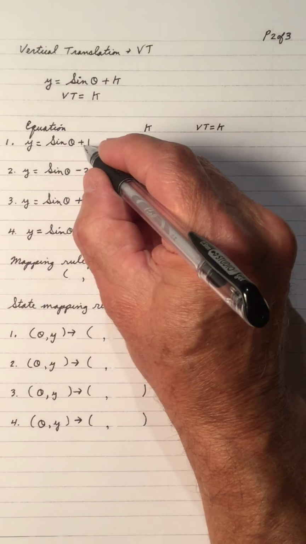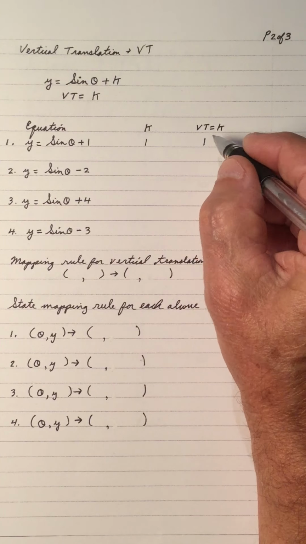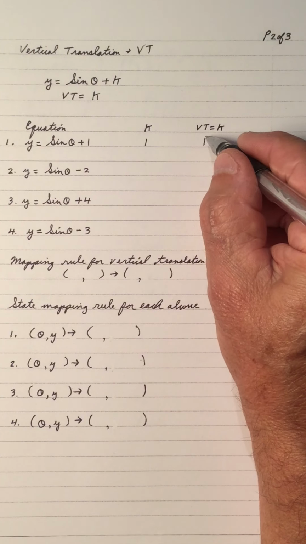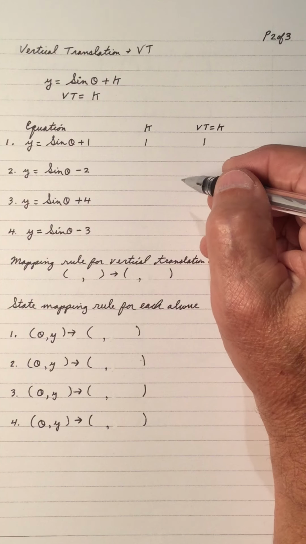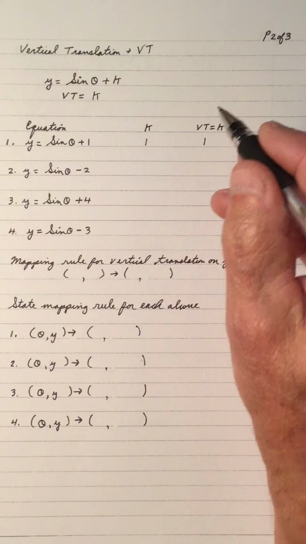So k in this one is 1. So the vertical translation is 1, and because it's plus, it's up 1. So that means the sine graph moves up. All points are moved up 1 unit.